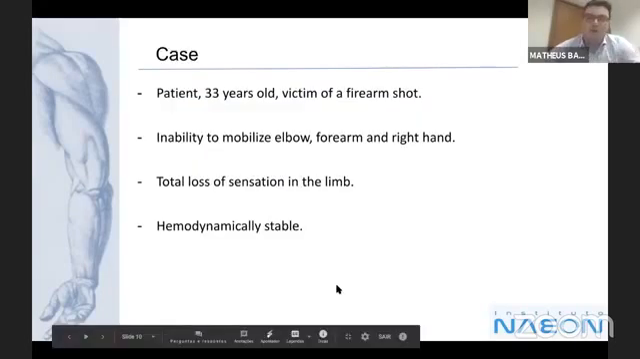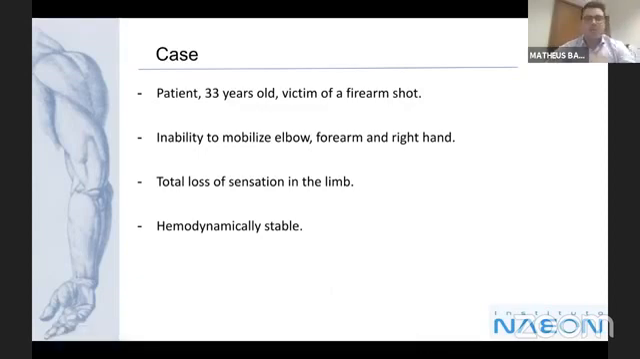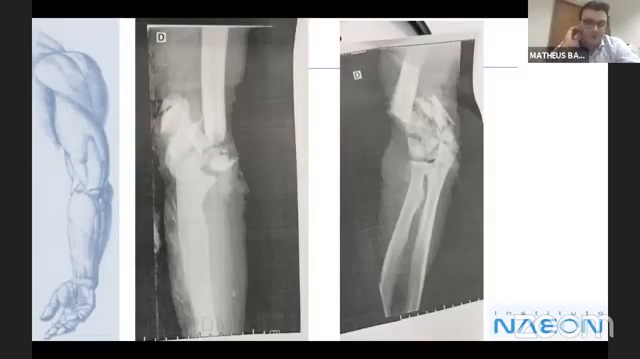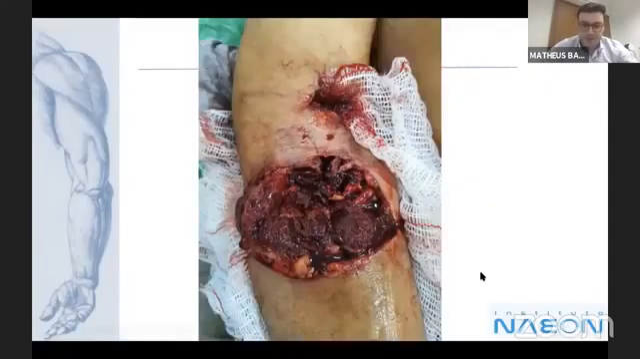I'm going to show a case that appeared in a public hospital here in Brazil. A 33-year-old patient, victim of a firearm shot, with inability to mobilize the elbow, forearm, and right hand, total loss of sensation in the limb, and hemodynamically stable. This is the radiograph, the wonderful radiograph that we have. We can see a totally destroyed distal humerus, and we don't have a lot of resources to work with in this patient.